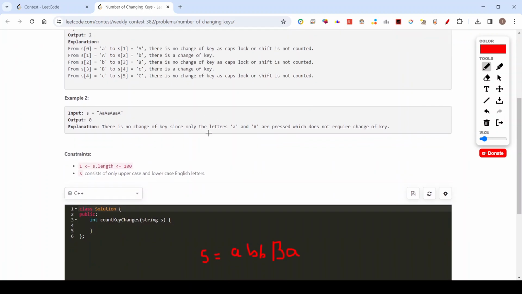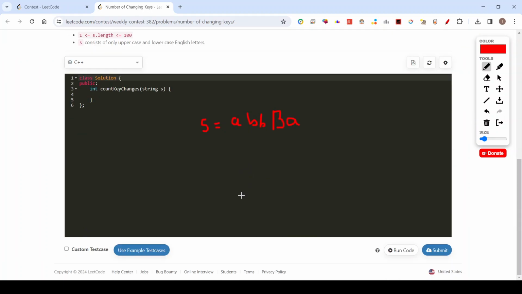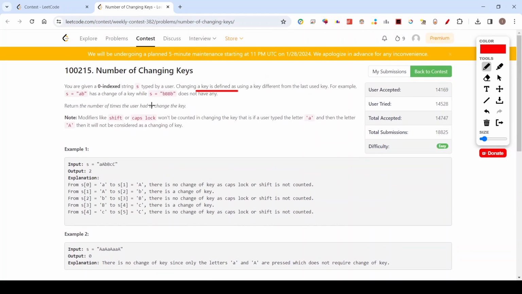So what is changing the letter? It means that if the letter has changed from a to b or from b to c. However, it is also mentioned that if a letter is changing from small b to capital B or vice versa, it is not considered as a change of key. Basically, a to capital B is also considered as a change of key. I hope you got that. So you have to just output the number of times the key was changed.